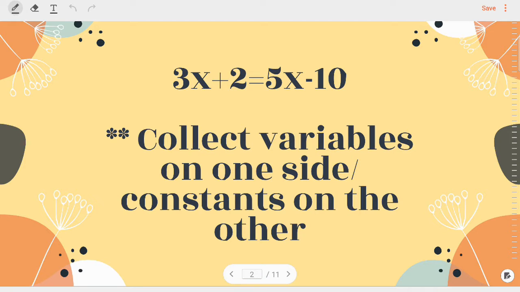Now, yesterday when we talked, we said that we wanted to collect all the variables on one side and all the constants, also known as the numbers, on the other. And if I look at this problem, I would say which side is bigger. This had the bigger variable, so I would make this my variable and make this my number side.